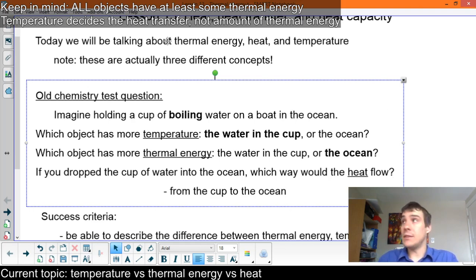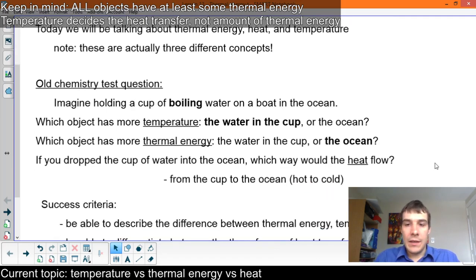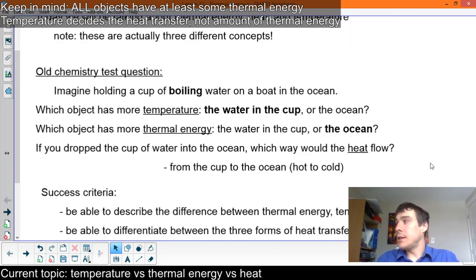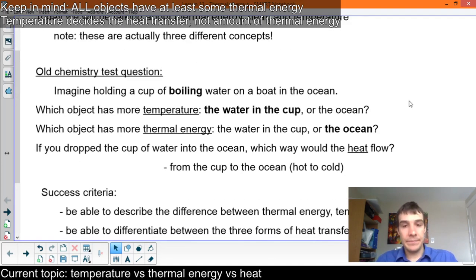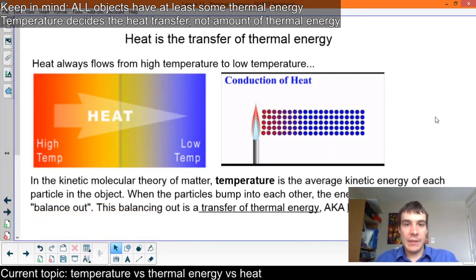And that's why there's this thing up here. Temperature decides the heat transfer, not the amount of thermal energy. So heat transfers from hot to cold. All right, hot to cold. So that's our introductory little spiel about heat transfer and thermal energy. So let's talk about heat being the transfer of thermal energy.